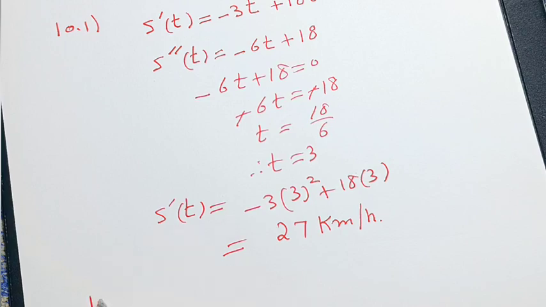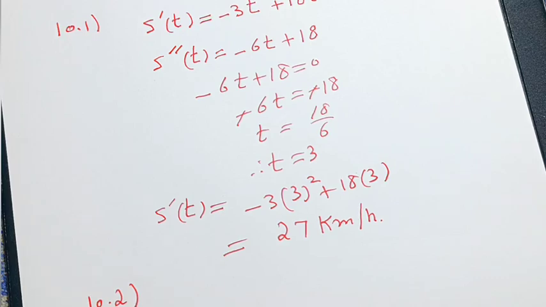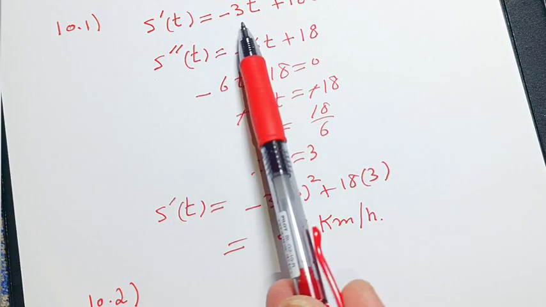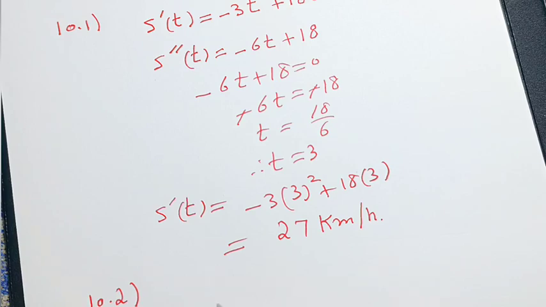So the second question, 10.2: find the time when the cyclist stopped. The cyclist stopped at town T, which means the speed at that time is 0. Set the speed function, the first derivative of t, equal to 0 and solve for t. This is our speed function: negative 3t square plus 18t is equal to 0.